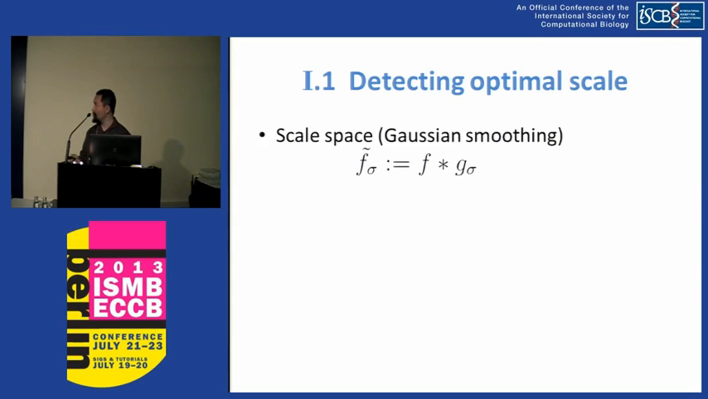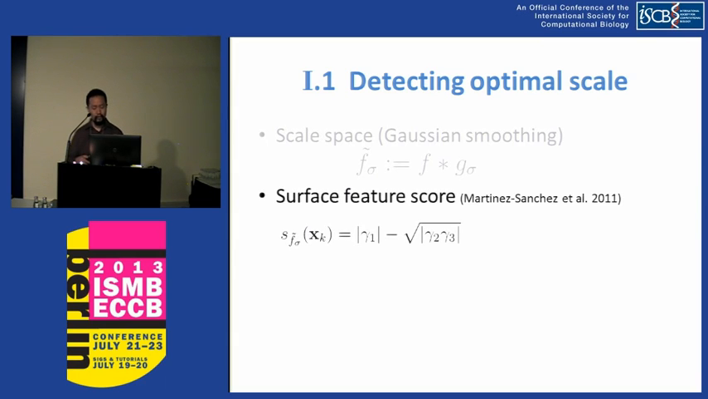And the Gaussian smoothing can be defined as a convolution between the subtomogram and a Gaussian function with a parameter sigma as a scale. And given a smoothed subtomogram, we first find all the local minima and calculate a surface score, which is basically the difference between the largest eigenvalue and the rest of the eigenvalues of the Hessian matrix that is calculated at this local minimum.